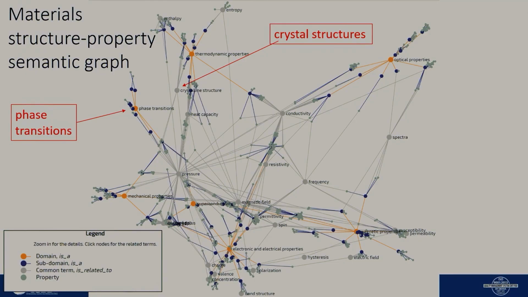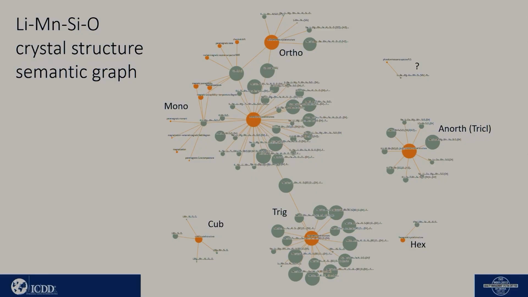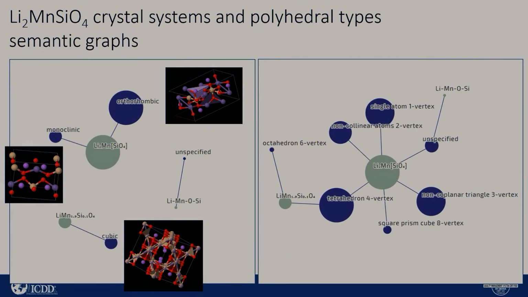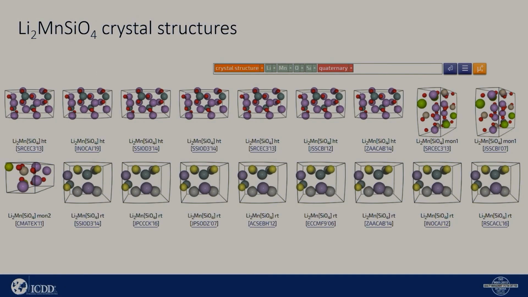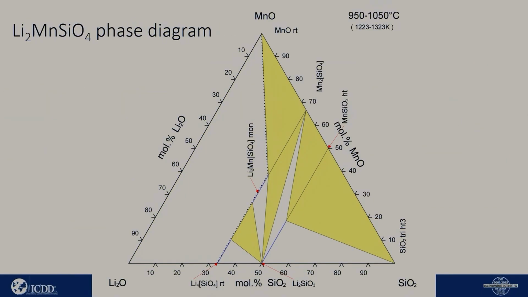structure properties. For example, lithium manganese silicate, a battery type material, you can look at all of the different structure types that exist. And if you want to focus on one specific composition, you can do that, and you can see that there are polymorphic forms of this material. You can look at all of the crystal structures that have been determined, particularly at high temperature, low temperature, room temperature, and from that derive your complete phase diagram.